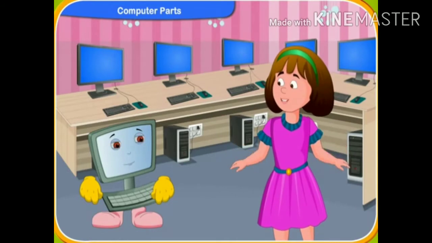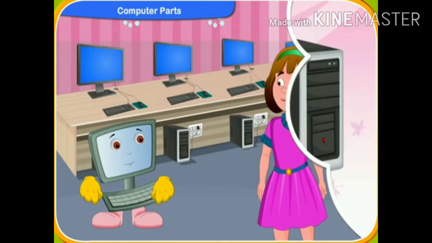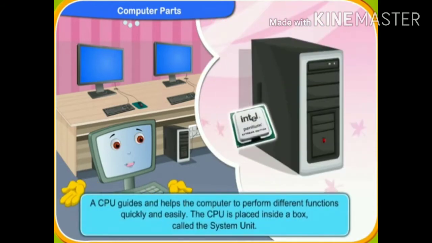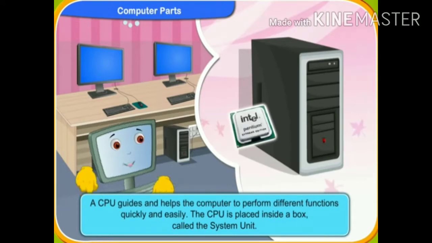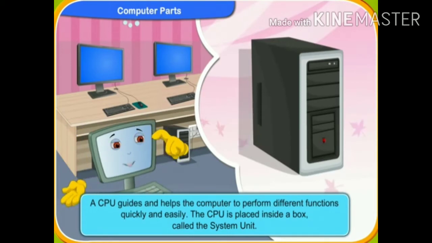What does a CPU do in a computer, Kliko? A CPU guides and helps the computer to perform different functions quickly and easily. The CPU is placed inside a box called the system unit.